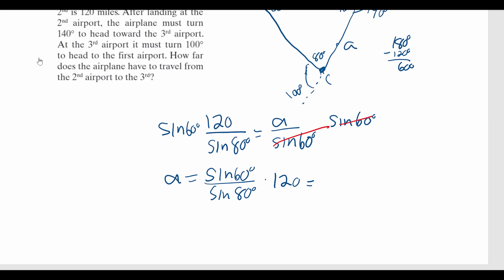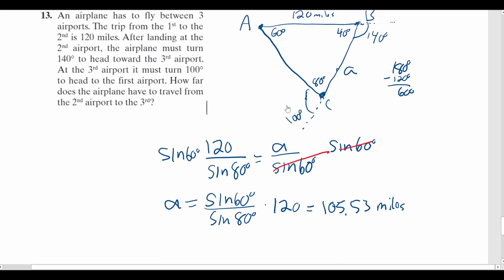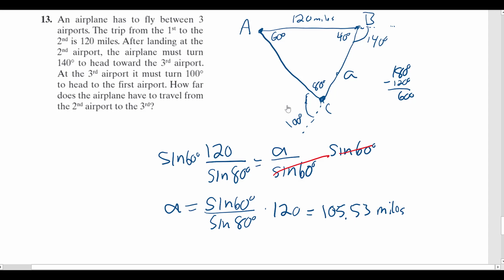So let's see here. Change my mode to, you can't see what I'm doing. I'm just going to talk through it. And we have sine of 60 divided by sine of 80 times 120. And I get 105.53 miles. Okay, and that's the distance from A to C. From B to C, excuse me.